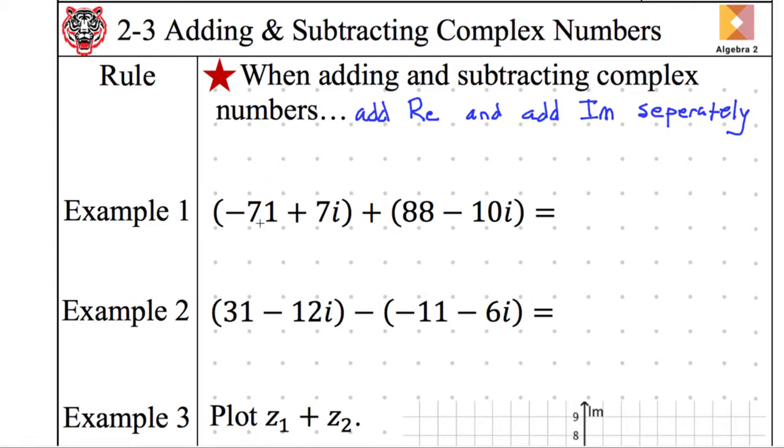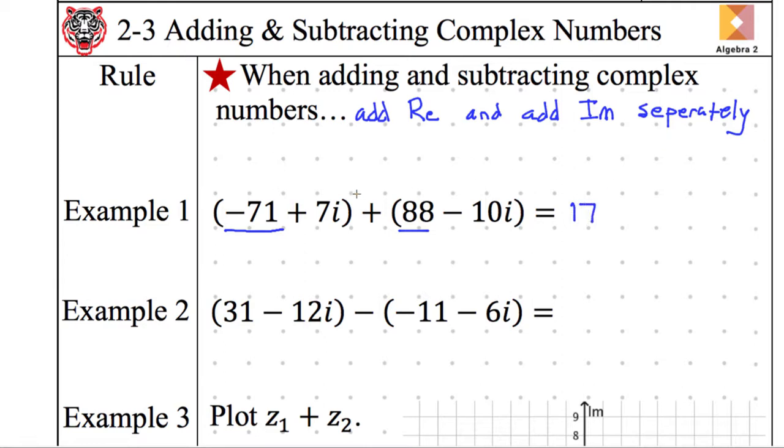I'm going to add the constants, the real part, and then I'm going to add the imaginary part. So here's the real part. The real part I'm going to underline in blue. So 88 plus a negative 71, which means I'm doing 88 minus 71, and that's going to be 17. I think that's 17, yep, 17.